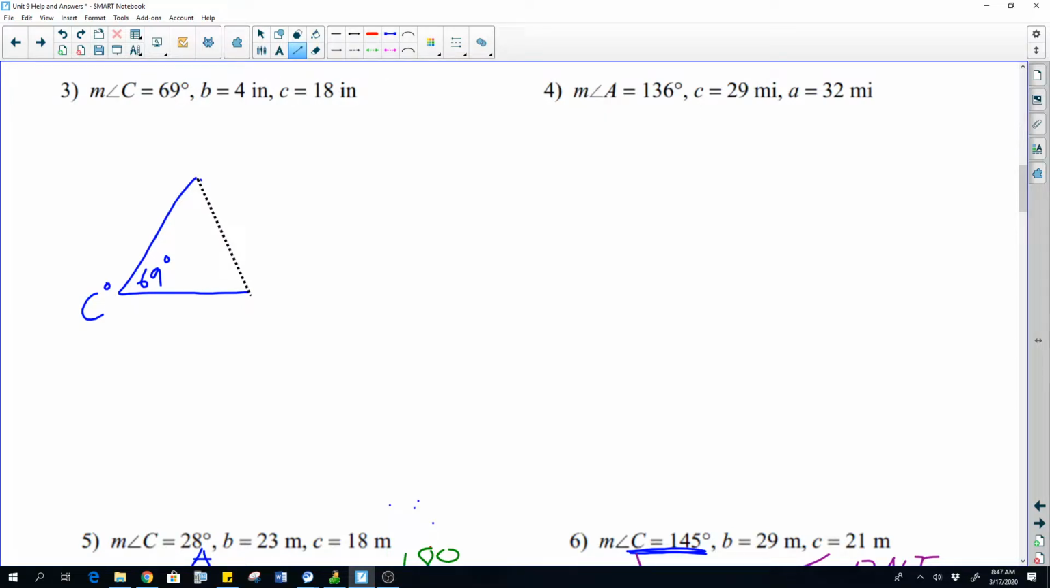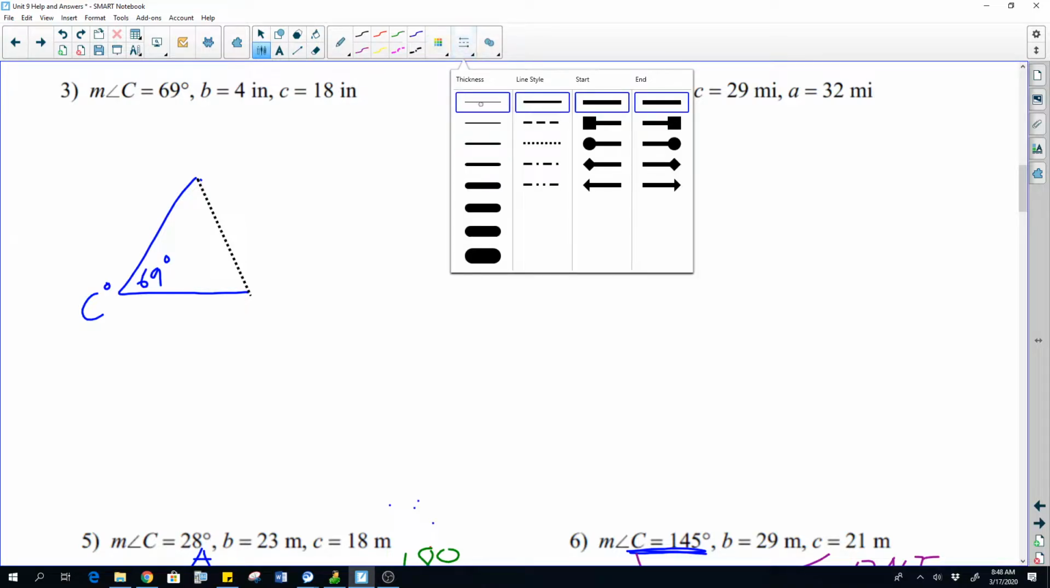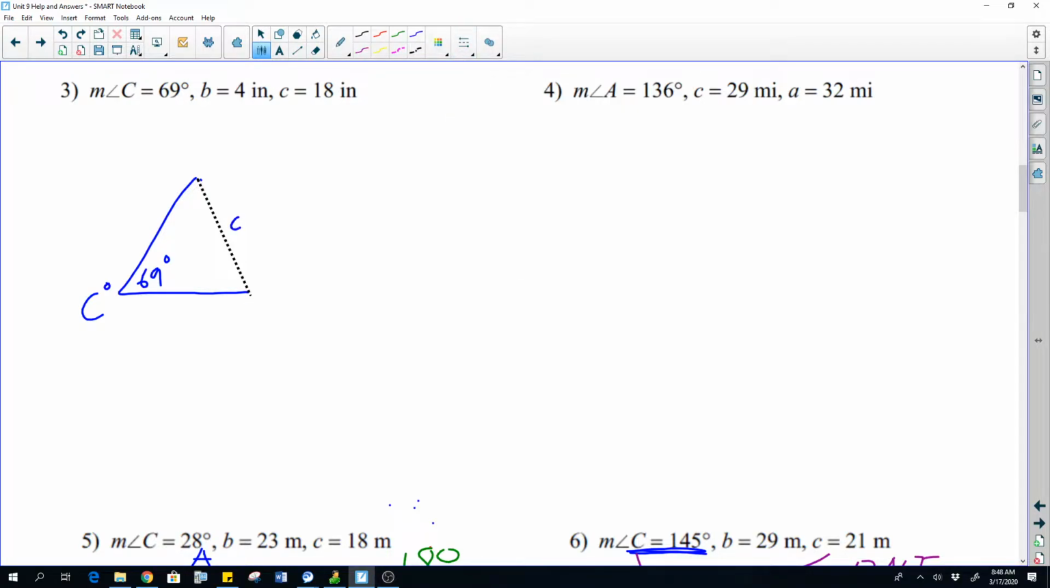Okay, so then they also give us that one right there. And so that is little c, and little c is 18 inches. Awesome. Then they give us little b. Whoa, that is small compared to c, 18 inches. So little b is only 4 inches. That might be an indicator for something.